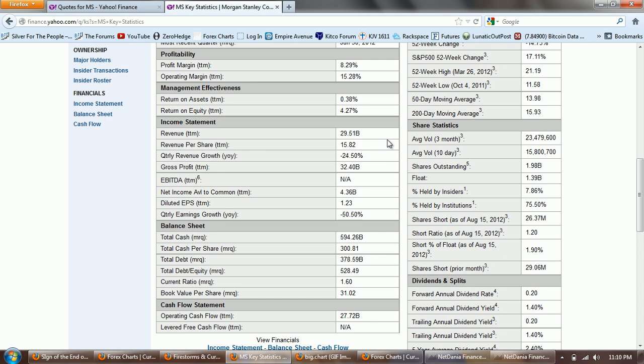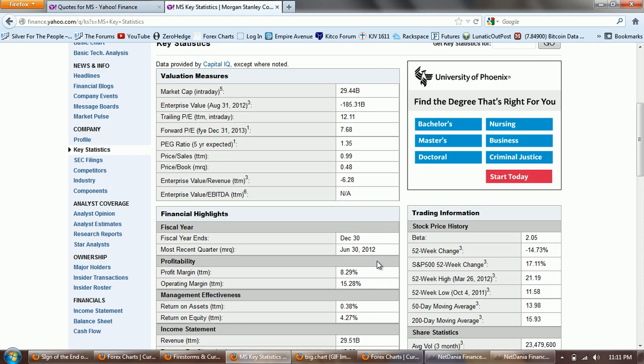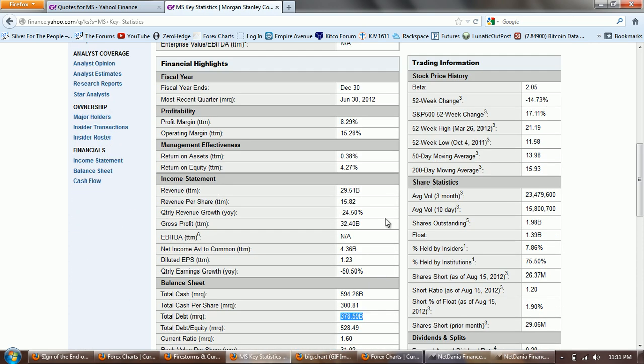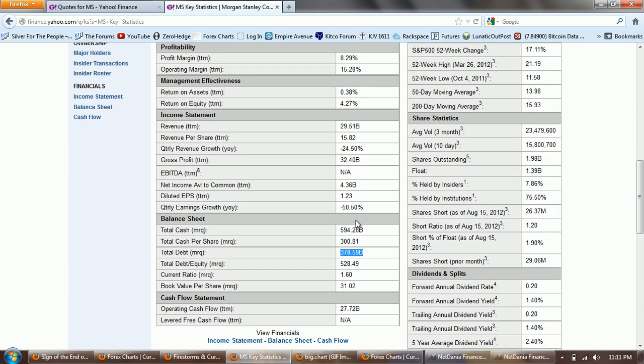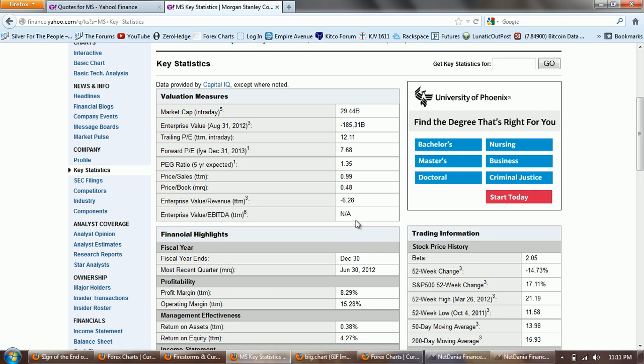You can see that the revenue is about $30 billion, but the quarterly earnings growth is down 50%. The total cash is described as $600 billion with debts of nearly $400 billion. So I guess according to that, they should be to the good, but apparently they're to the bad. So it's really hard to make anything of these numbers. They really don't mean much. You can see total debt to equity is 528. So that's just an insane amount. There's really no way to calculate this.